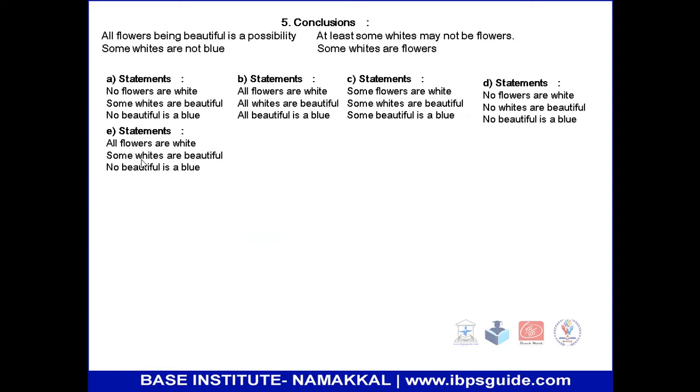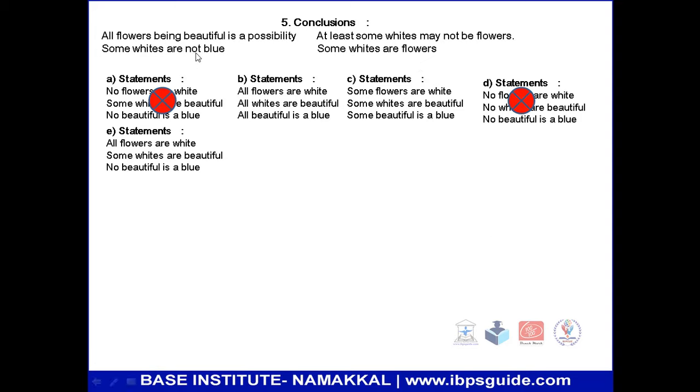In the conclusion, the sentences are: all flowers being beautiful is a possibility, at least some whites may not be flowers, some whites are not blue, some whites are flowers. The possibility sentence is there. So we can move on to the second step, that is reading the sentences in between the lines. Here in the conclusion sentence, some whites are flowers does not follow in the A and D statements, because the sentence no flowers are white is in both A and D statements. This does not follow the conclusion sentence some whites are flowers, so we can neglect them.